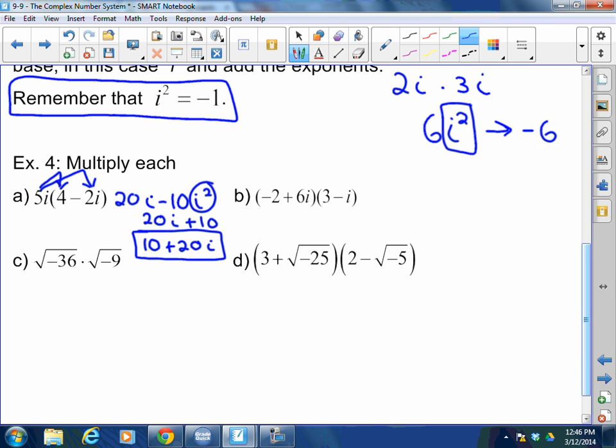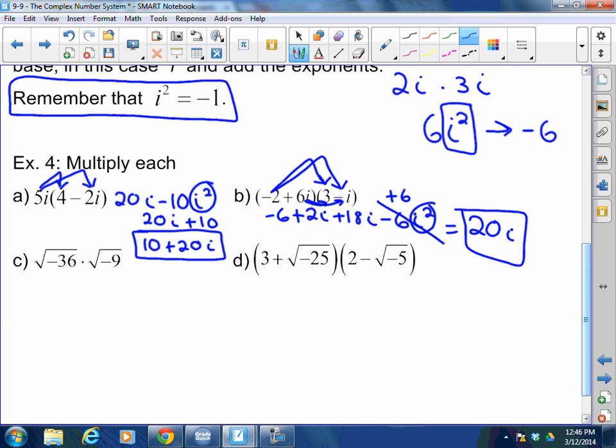For B, again, distribute, FOIL, FOIL, FOIL. Negative 2 times 3 is? Negative 6. Negative 2 times negative i is? Positive 2i. Excellent. 6i times 3 is? Positive 18i. Beautiful. 6i times negative i. Negative 6i squared. But what does i squared equal? So this really becomes positive 6. So my total answer would be 20i. Very good. Because the 6 and the negative 6 canceled. Excellent.